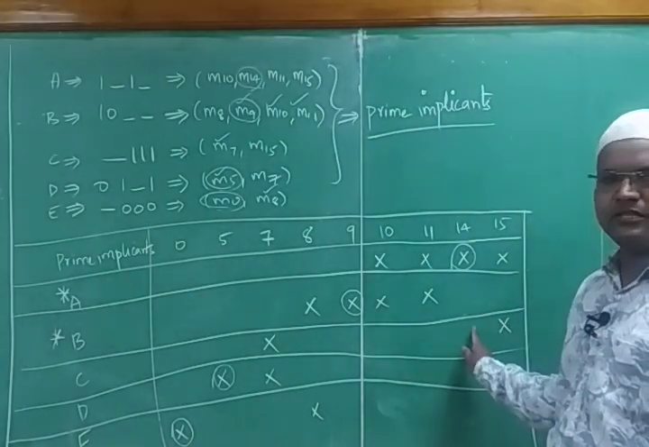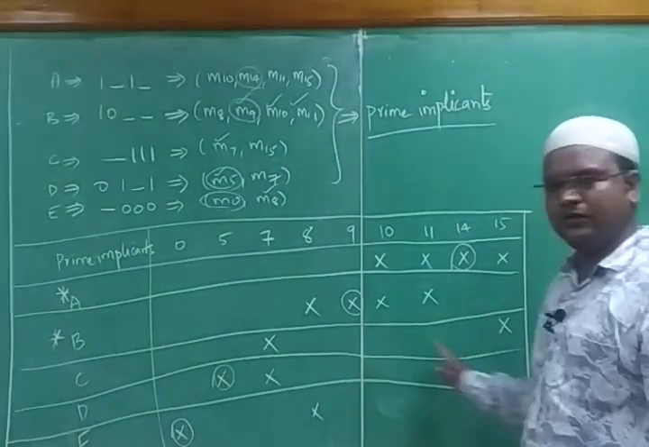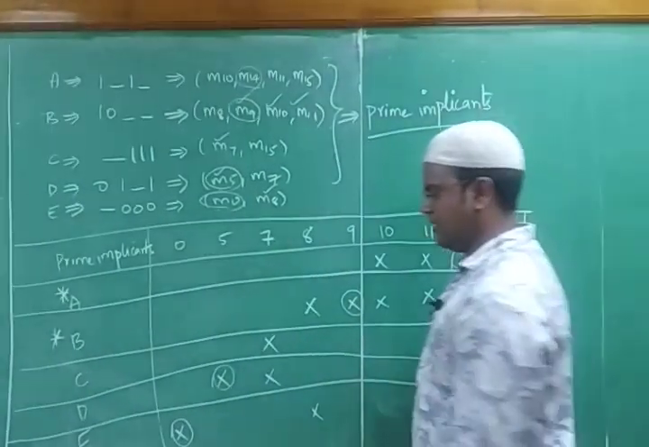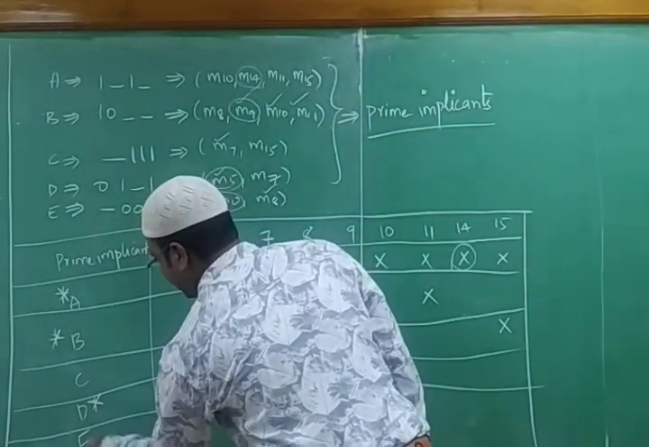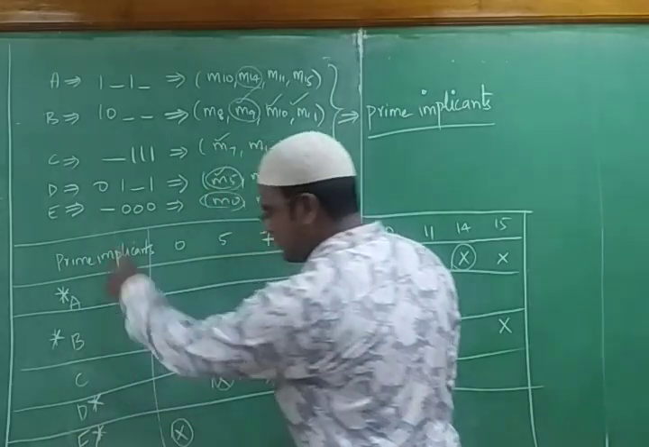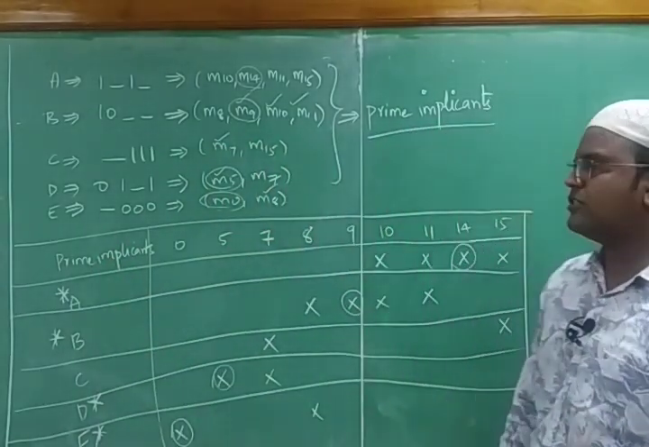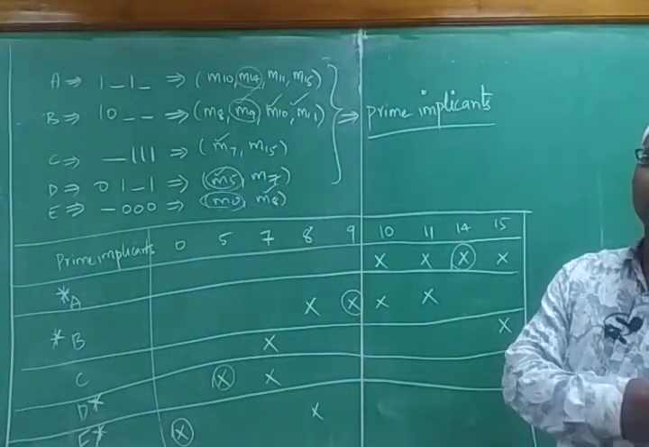C, do we have any circle? C here? No. Here is, do we have? No. So we'll not take C. D and we'll take E. So these are nothing but your essential prime implicants we found. Now we'll need to write down the answer for it.